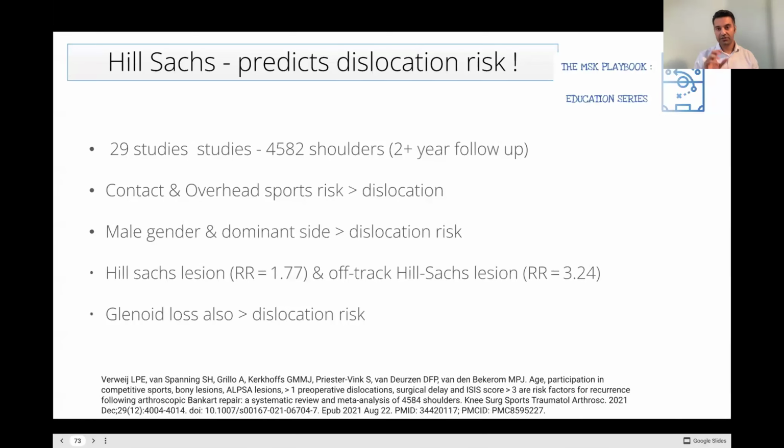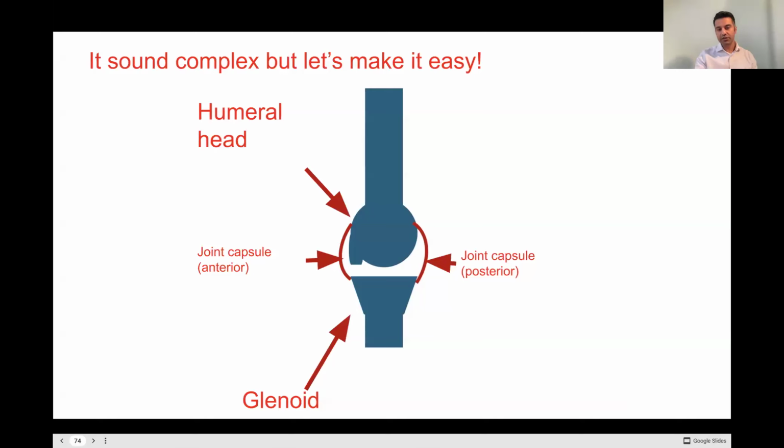And losing the glenoid, losing the socket, is not good for stability, and that increases dislocation risk. So they're talking about on track, they're talking about off track. What does that actually mean, and what does it actually look like? So let's take it forward. It sounds complex, but we're going to make it nice and easy with some diagrams here.